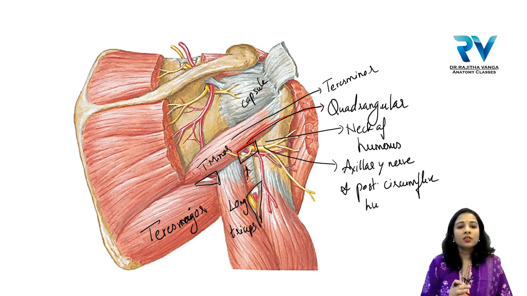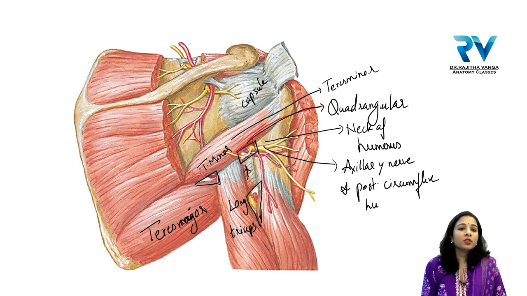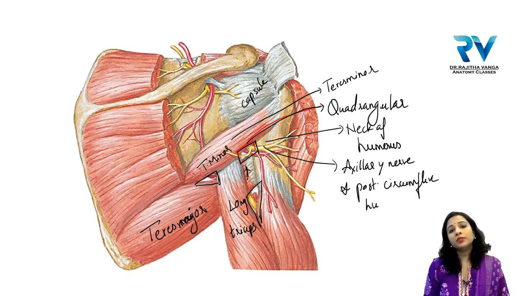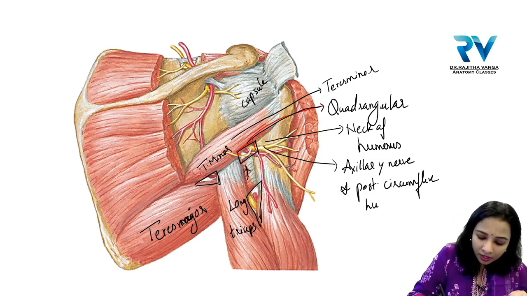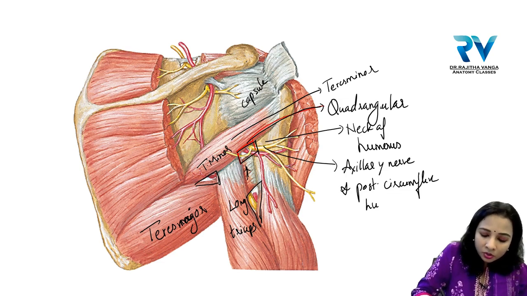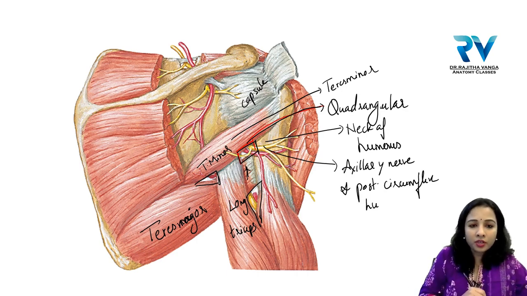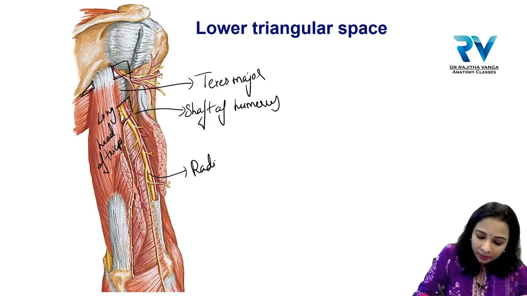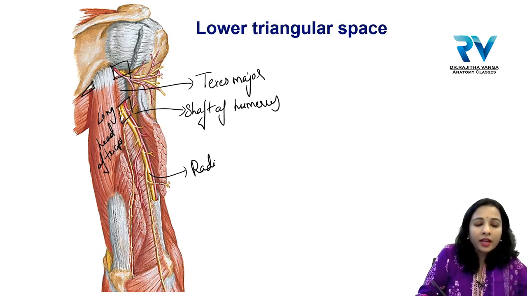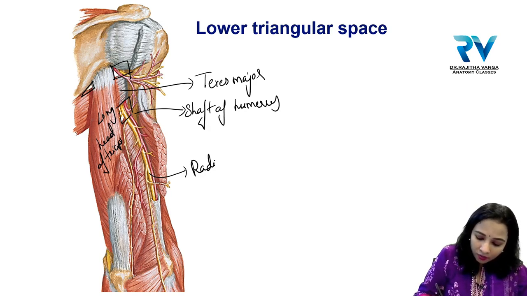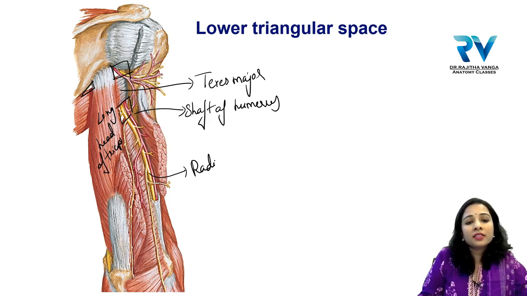So again we can revise all the spaces on the back of the arm or back of the shoulder or posterior aspect of the shoulder. These are intermuscular spaces which are clinically very important, surgically very important. That is the reason you should know them. Here we can see the quadrangular space. Now you can tell the boundary. Superiorly it is bounded by teres minor and capsule of shoulder joint. Inferiorly it is bounded by teres major. We can see this is teres major. Medially it is bounded by the long head of triceps. Laterally it is bounded by the surgical neck of humerus.